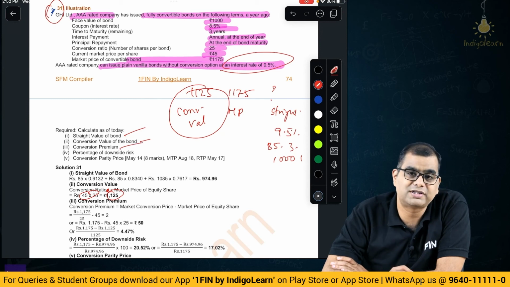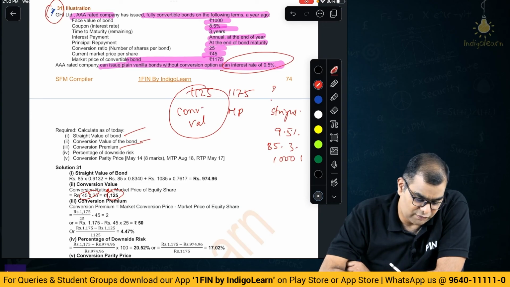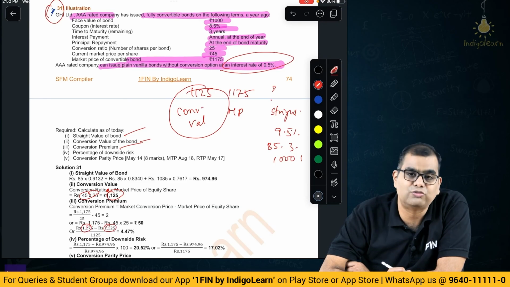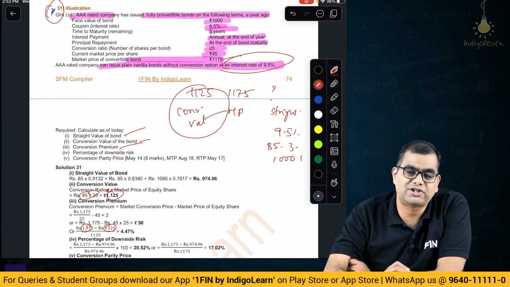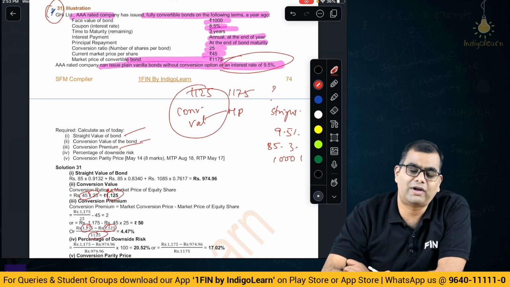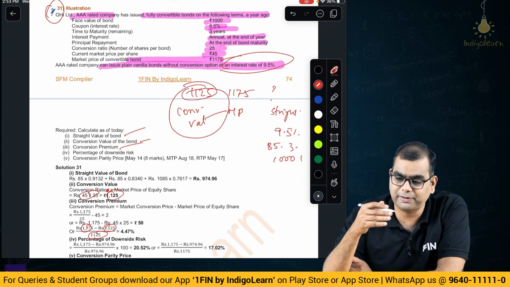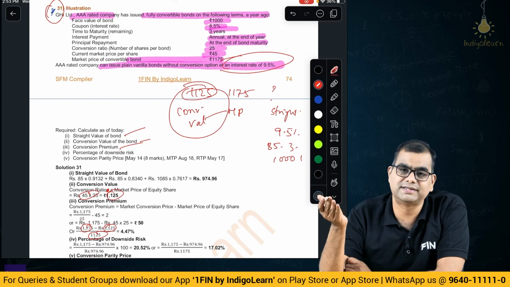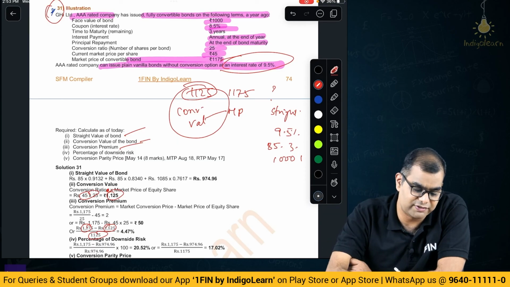Then conversion premium. What is conversion premium? The price at which it is currently trading versus the value of equity shares that it represents as on today. So 1175 minus 1125. It is very simple. 1175 is current market price of the bond. 1125 is the conversion value. So 1175 minus 1125 is 50, divided by 1125. What is 1125? 1125 is the conversion value. So premium, when you say premium over something, premium is not a subtraction. Discount is a subtraction. Premium is addition. So premium over 1125, the conversion value. You get it as 4.47%.